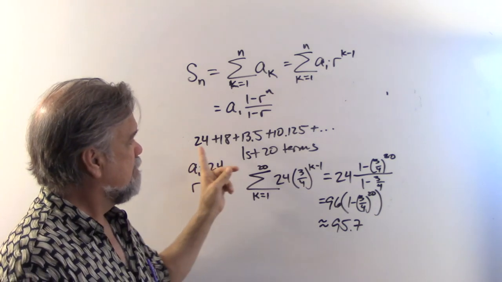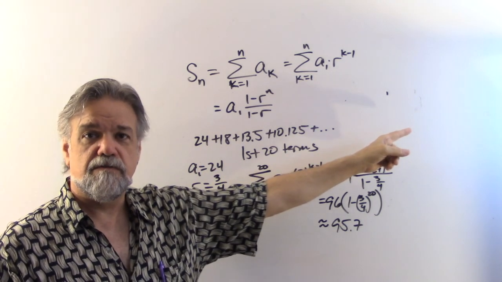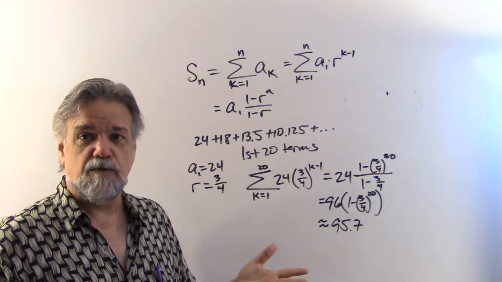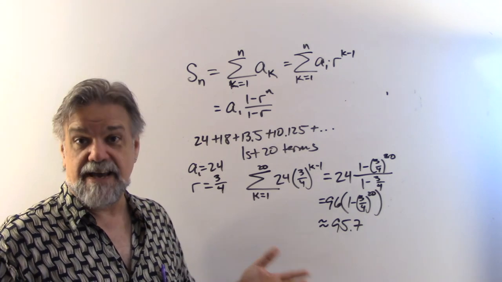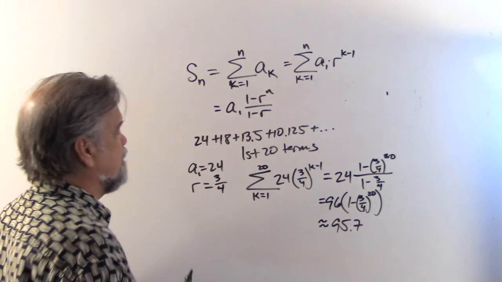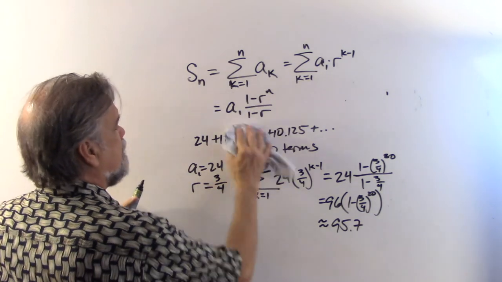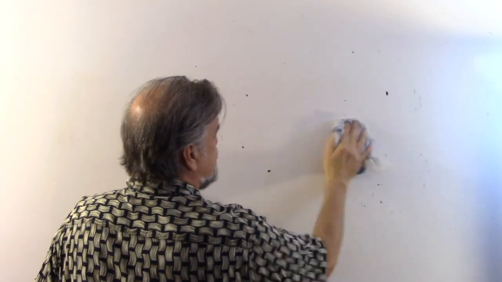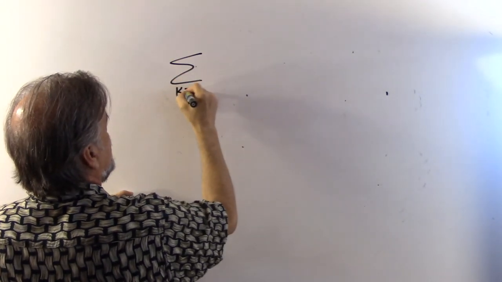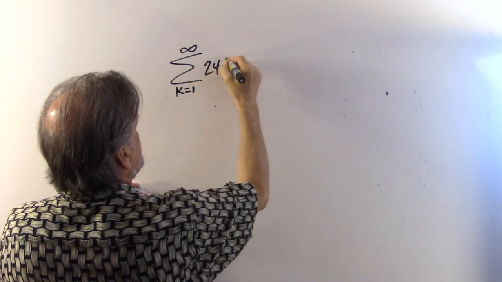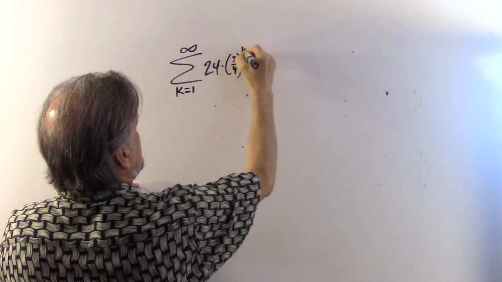What if I wanted to add up all of these terms? Not just the first 20, but what if I wanted to add up every single one of them? First off, can I? And the answer is, yes, I can. And there's a reason why I can. So what I want to do is add, as k goes from 1 to infinity, 24 times 3 fourths to the k minus 1 power.